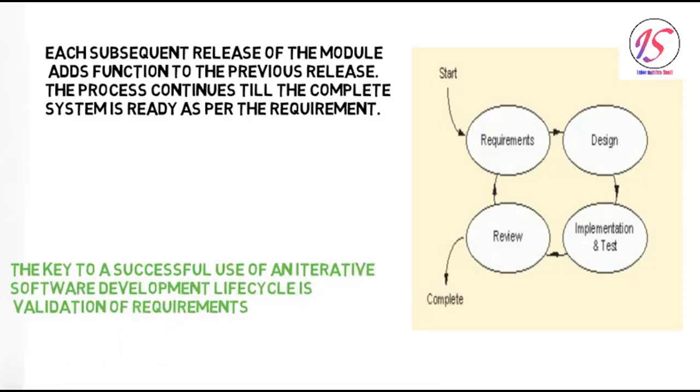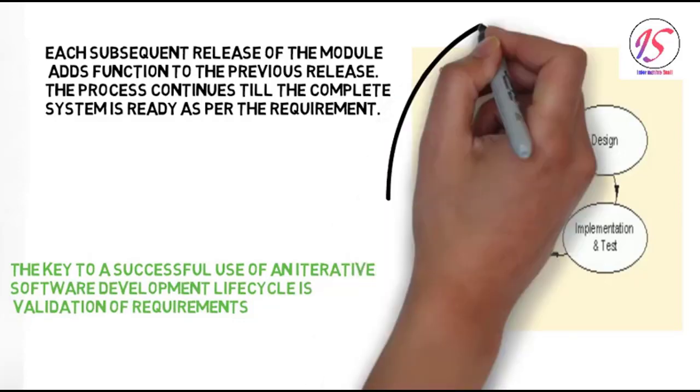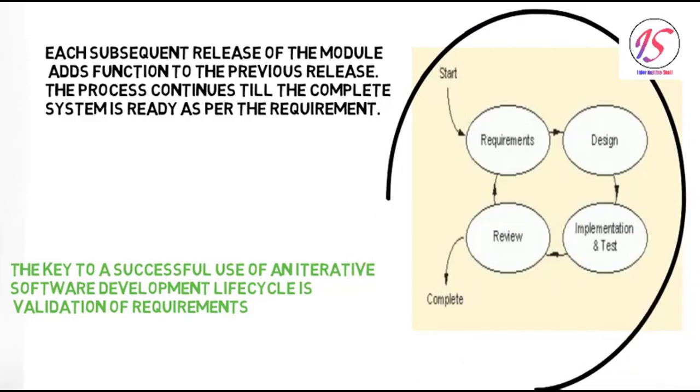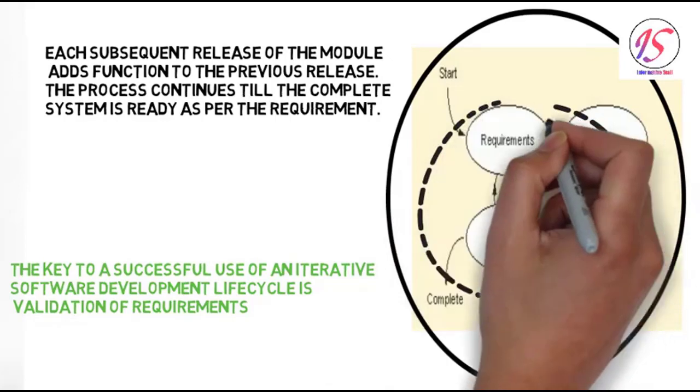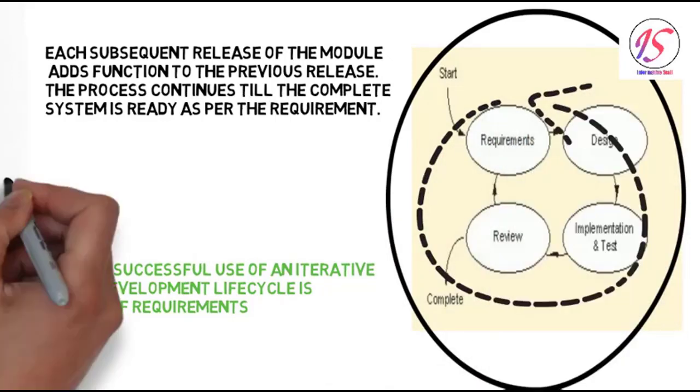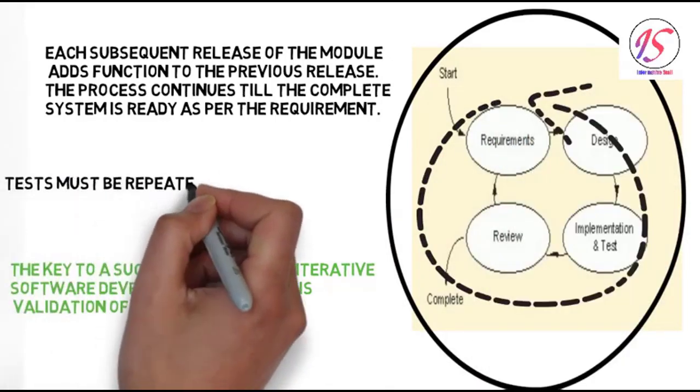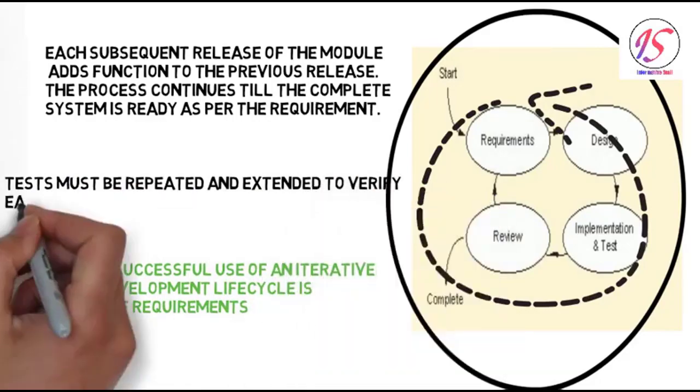The key to a successful use of an iterative software development life cycle is validation of requirements, and verification and testing of each version of the software against those requirements within each cycle of the model. As the software evolves through successive cycles, tests must be repeated and extended to verify each version of the software.